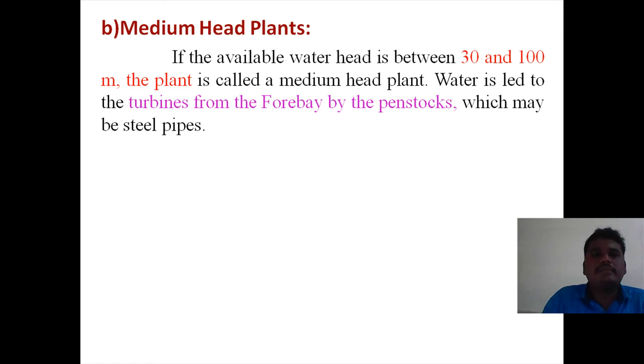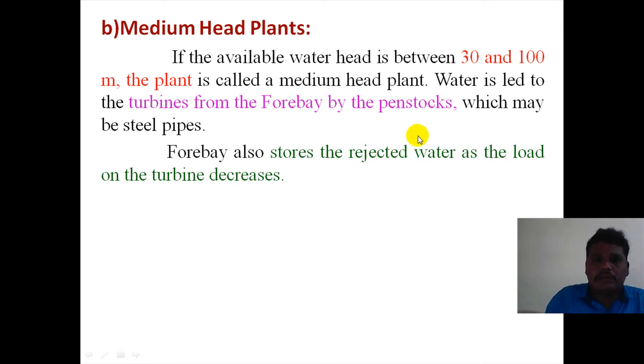Next, medium head plants. If the available water head is between 30 to 300 meters, the plant is said to be a medium head plant. Water is led to the turbine from the forebay by the penstock. Now, with a medium head compared to a low head, there may be excess water. That excess water is stored in the forebay. The forebay water is passed through the penstocks, which are made of steel, otherwise concrete materials also.